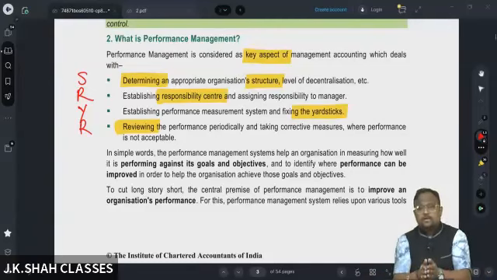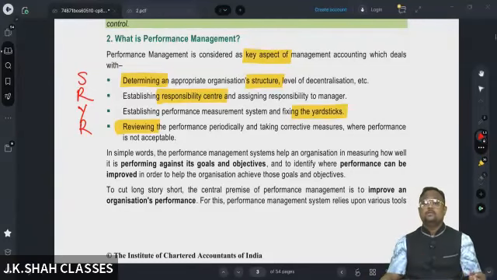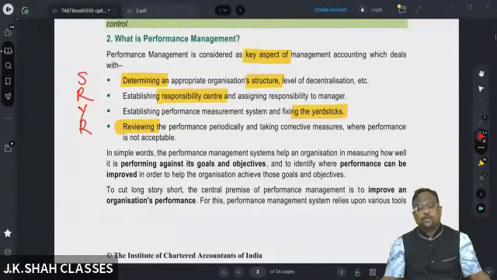But if workers are paid at a higher rate or lower rate, then the responsibility is directly related to HR managers. So responsibility centers and responsibility of managers must be predetermined so that we can catch the right person once you get a variation.